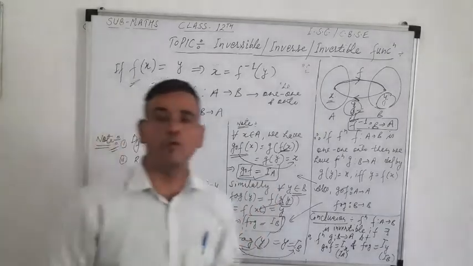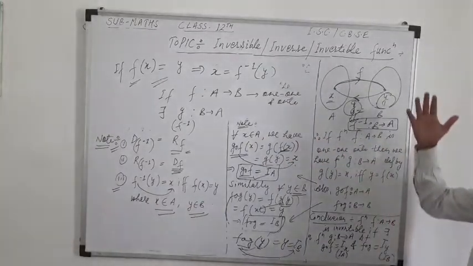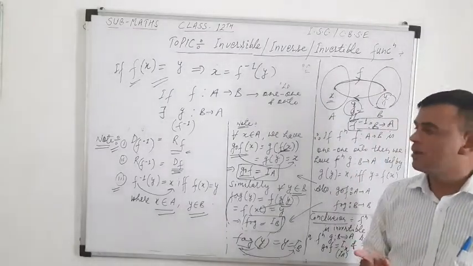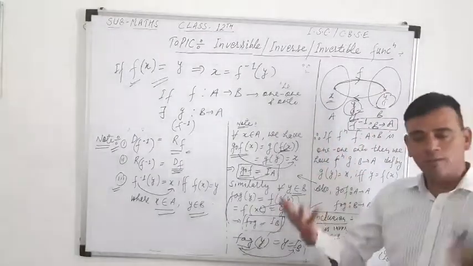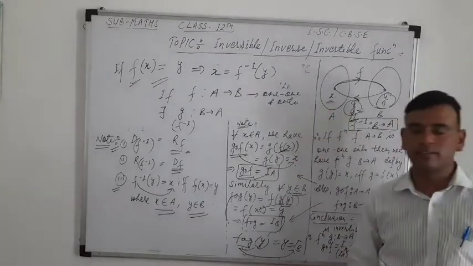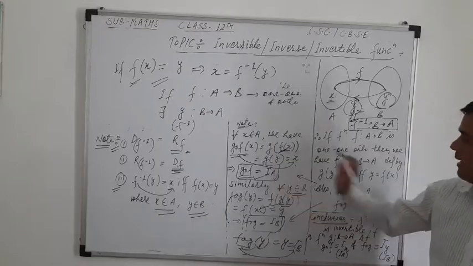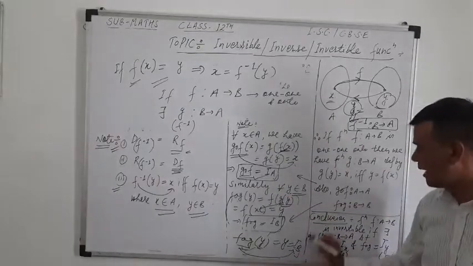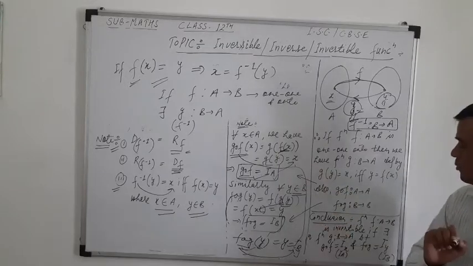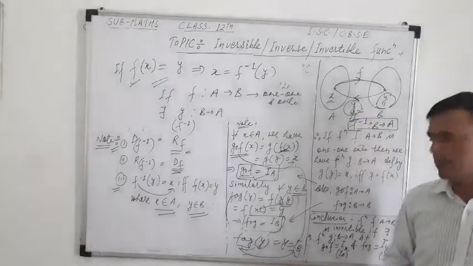It means if you want to prove that any function is invertible, then either we can prove that the function must be one-one and onto, or in another way you can prove that for two functions f and g, gof is equal to IA and fog is equal to IB. By the help of these two you can easily say that the given function will be invertible.